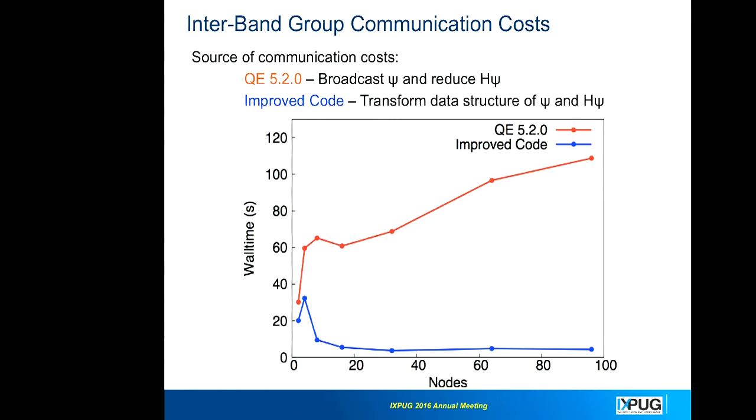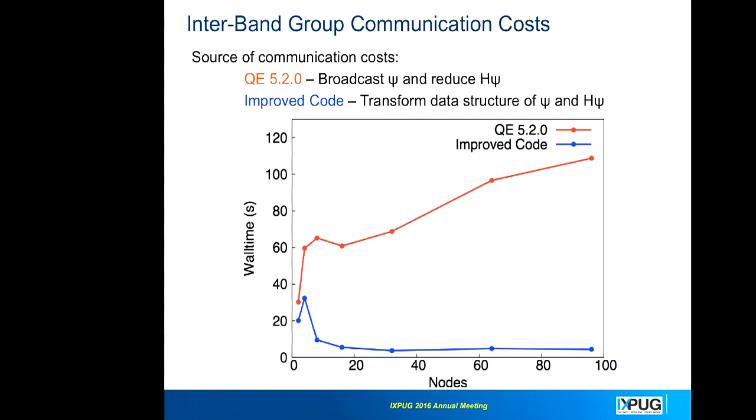So here what I'm showing you is the total cost of inter-band group communication in the original implementation of Quantum Espresso. That's in red. And the primary cost here is that you've got, as I said, a broadcast of psi over all the different band groups, and then there's also a place where you've got to reduce some things. So that ends up being a pretty big cost, and it increases as you go to larger numbers of nodes. On the other hand, using our modified code, we don't have to do the broadcast. We don't really have to do much of a reduction. Basically, all the cost is just in transforming from one data structure representation to another.